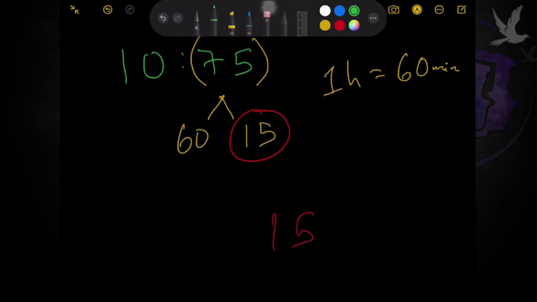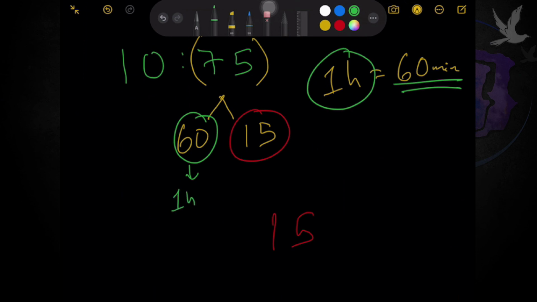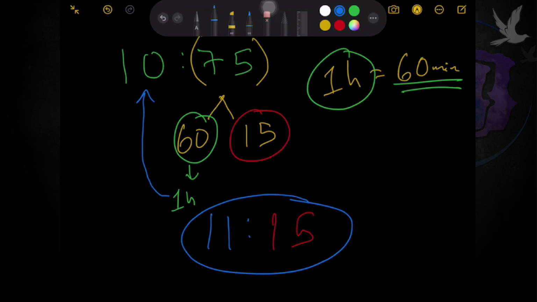Now, Teacher Mark, what are we supposed to do with 60? This 60 will now be changed to an hour. And 60 minutes is equivalent to 1 hour. So that means that this is equivalent to 1 hour. I-add nyo lang to sa 10 ngayon. This 1 hour will be added to 10. And 10 plus 1 will give you 11. And the final time ended is 11:15.